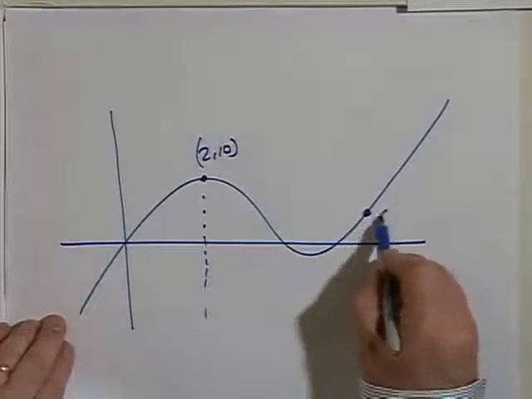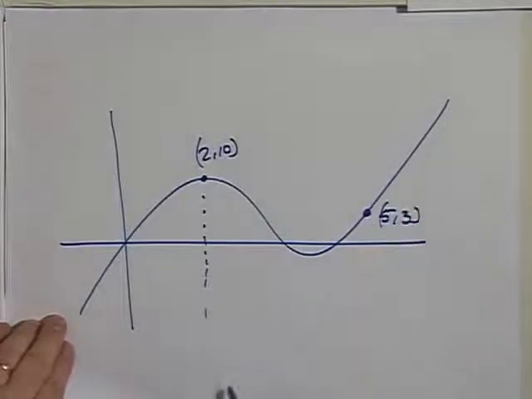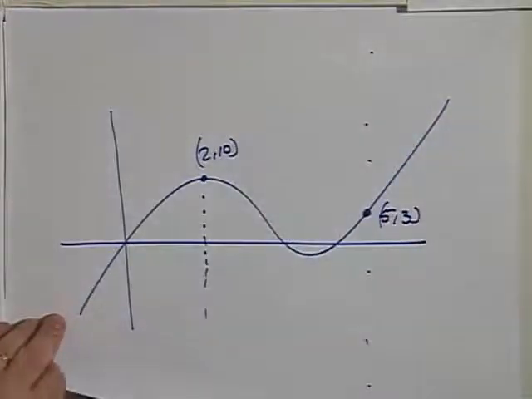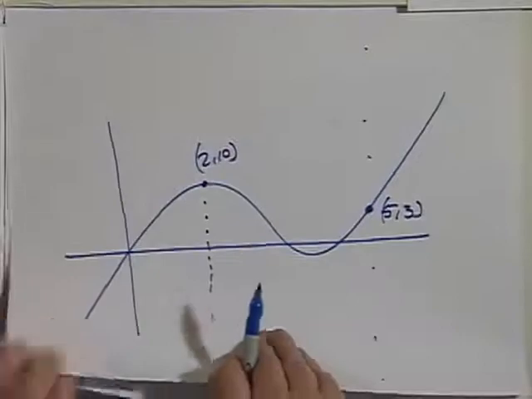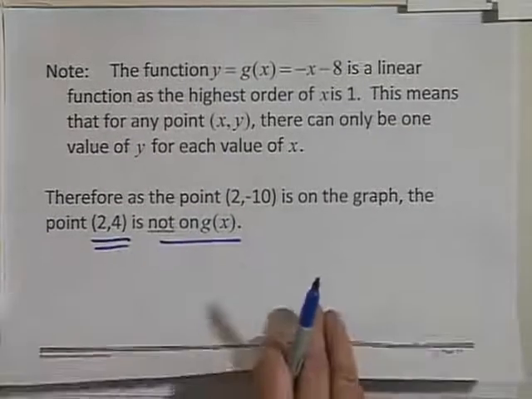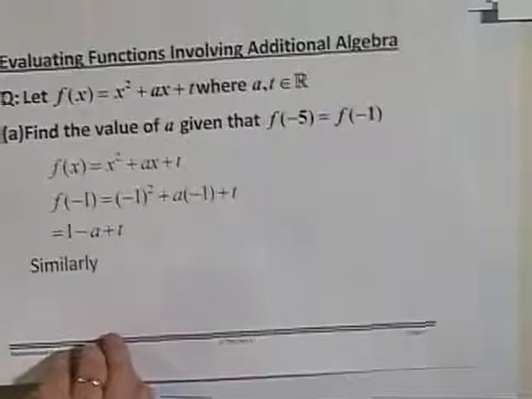If this point here, (5, 3), is on the graph, then (5, 7) or (5, -3) can't be, because it's not going to swing around. So with the point, find the point (2, 4) is not on that. Okay.